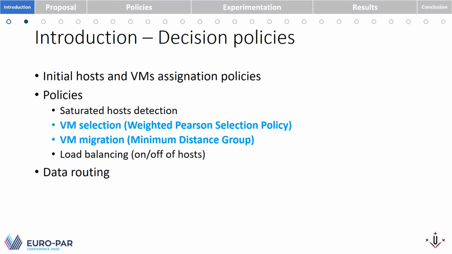There are different policies that affect the performance of the data center, such as the initial allocation of the VMs at the startup, the host saturation policy, the turning on-off policy for load balancing, which in our case is deactivated, and how the network is managed. The cases we focus on and improve are the selection of the VMs on the host marked as saturated, with our weighted Pearson selection policy, and the allocation of the VMs with the minimum migration group technique.